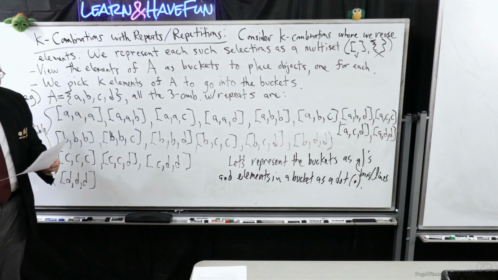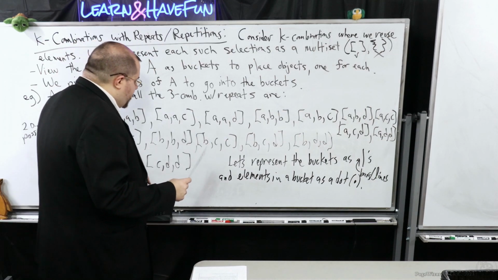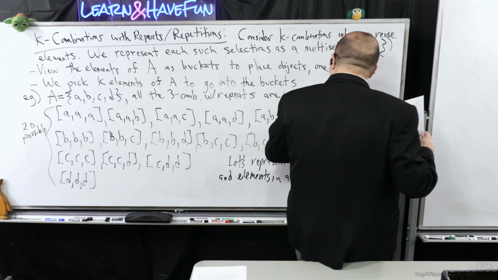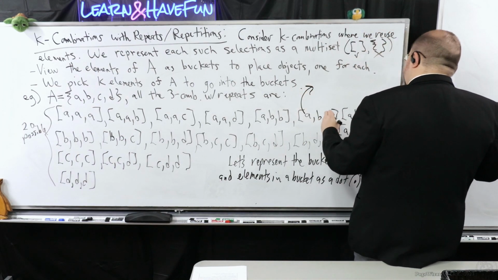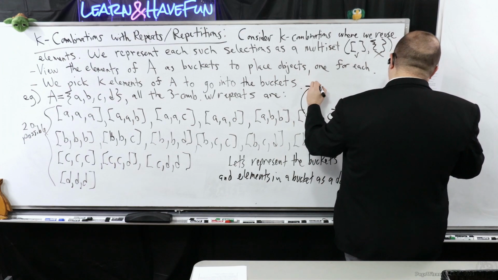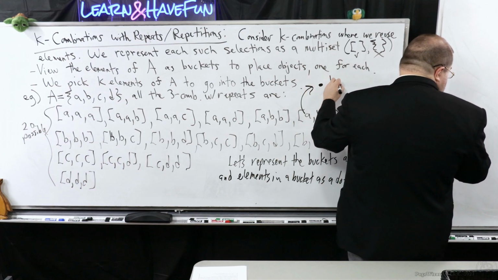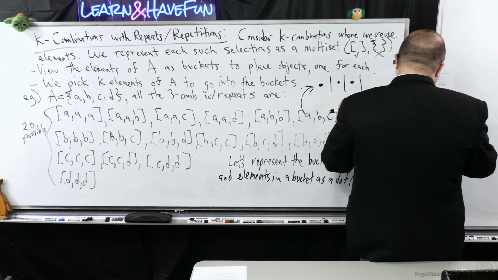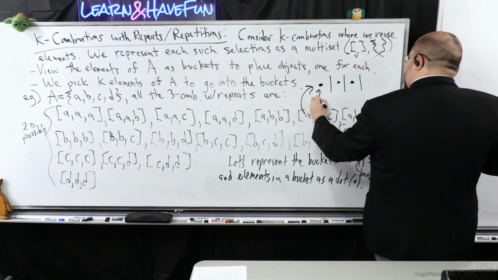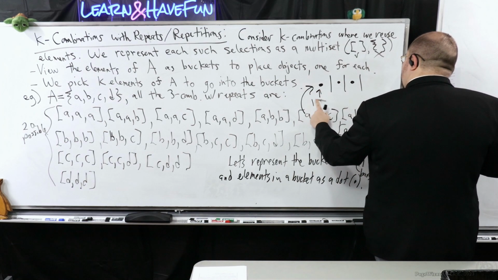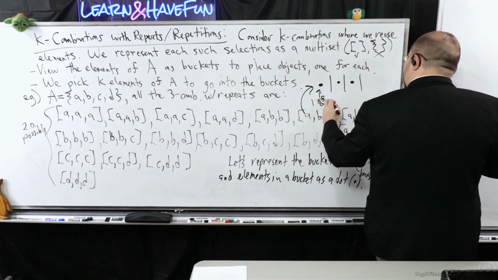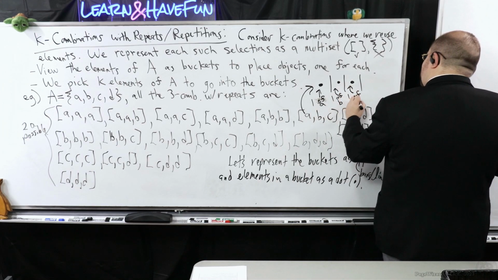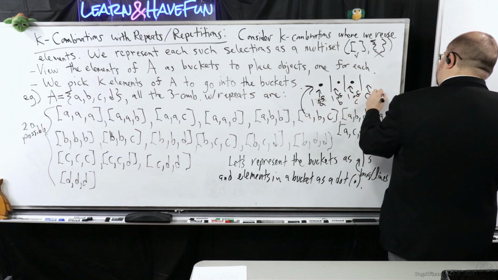Just as a quick example of what I mean, if I look at A, B, and C, where's A, B, C? It's right here. A, B, C, a way I could represent this is as follows. I could put a dot, line, dot, line, dot, line, and that's it. Notice that this says there's 1 of A, this says there's 1 of B, 1 of C, and then this says there's 0 D's, right?